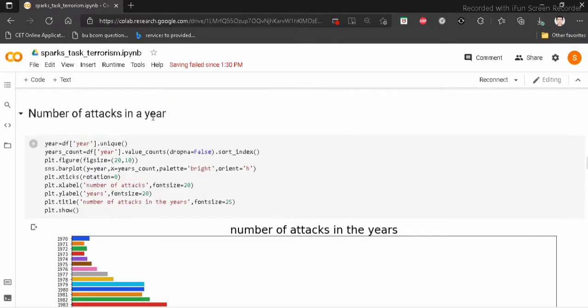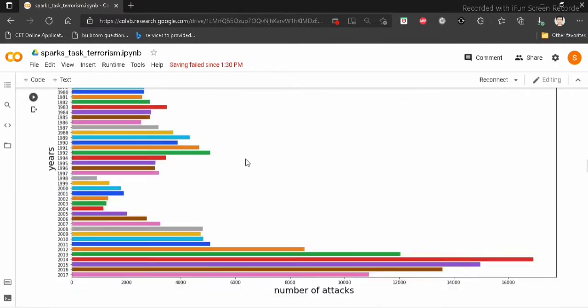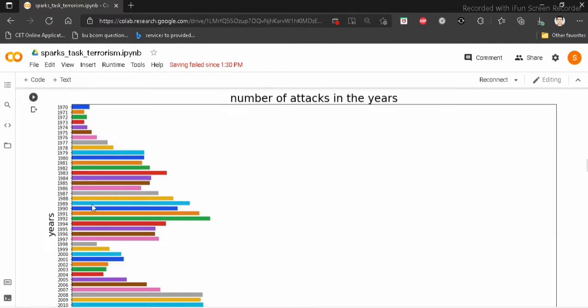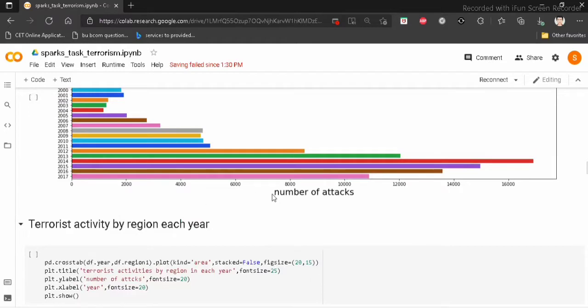This graph represents the number of attacks in a year. The y-axis is representing the year and the x-axis is representing the number of attacks. We can see that in the year 2014 we have the maximum terrorist attacks.